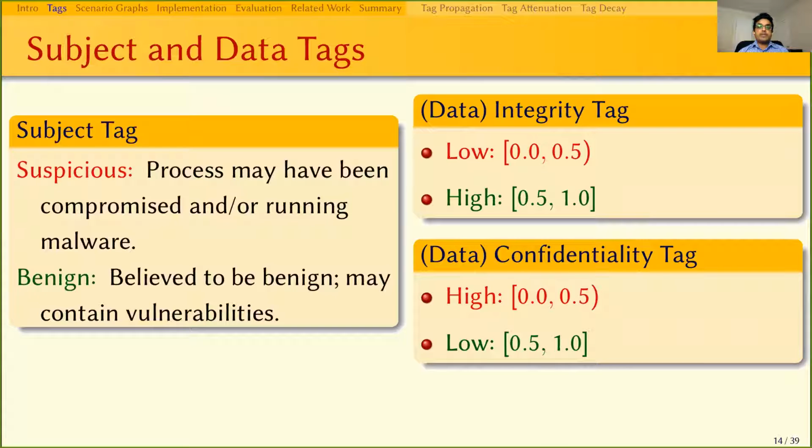There are 2 types of data tags, integrity and confidentiality. A subject or an object having a data integrity value between 0 and 0.5 is considered to have low integrity, and anything higher is high integrity. For confidentiality, it is the other way around. That is, a value between 0 and 0.5 is considered high confidentiality, which means the subject or the object contains sensitive information.